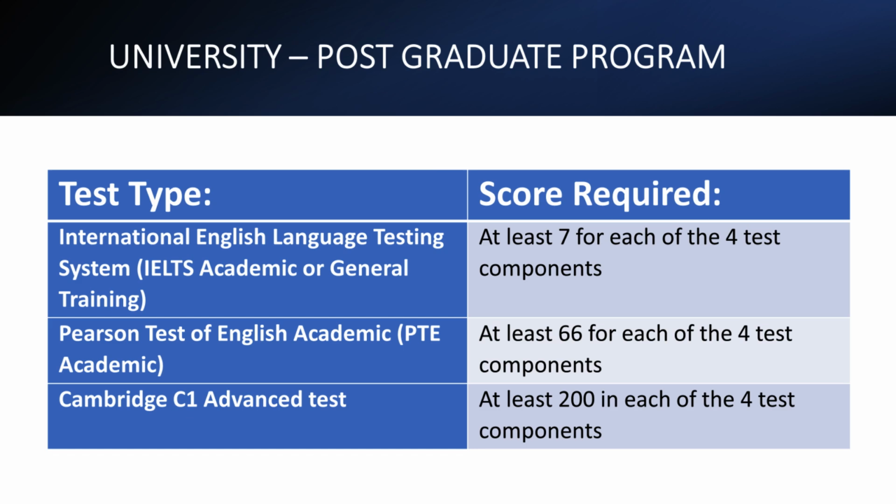And as you can see on my screen here, your scoring level will need to be at least 7 in each of the 4 components. With PTE, you'll need to be scoring at least 66 points for each of the 4 areas. And for the Cambridge C1 Advanced test, you'll need to be scoring at least 200 points in each of the 4 components. It's really important to note here that every institution is a little bit different. So for some postgraduate courses, 6.5 might be enough. In others, you might need to have a 7.5 or an 8, depending on what the postgraduate program is all about.